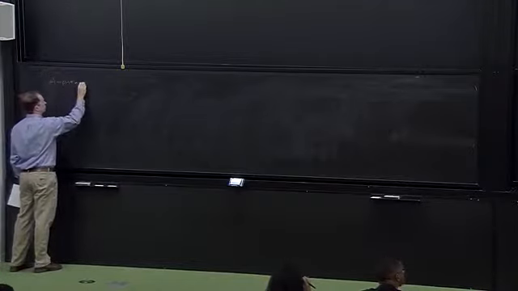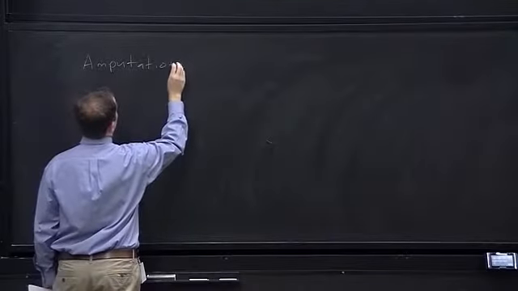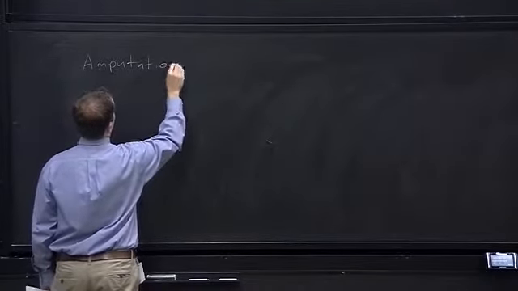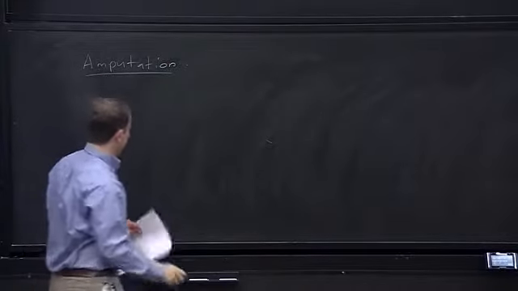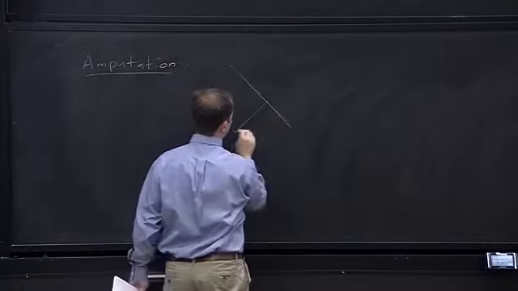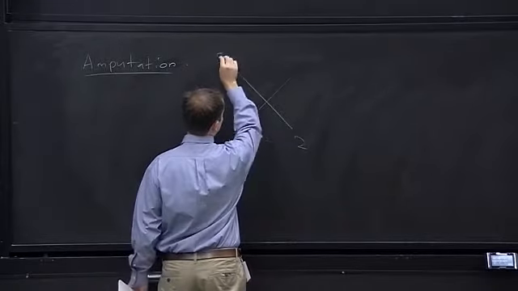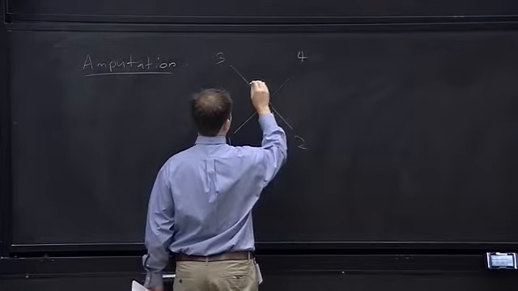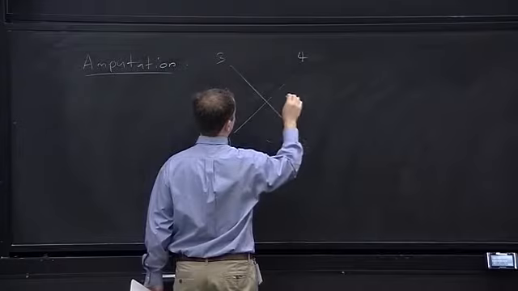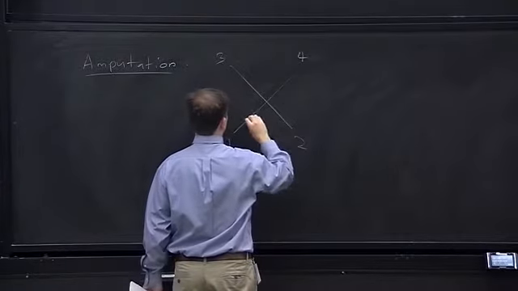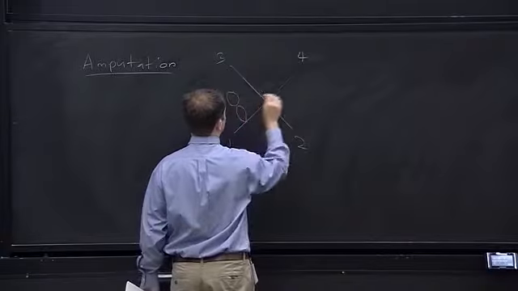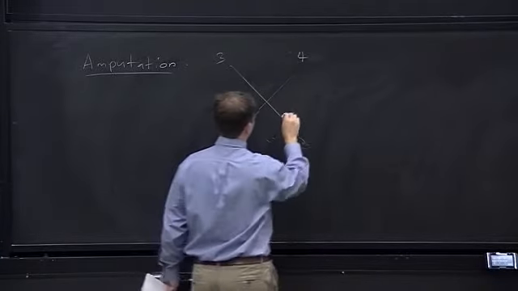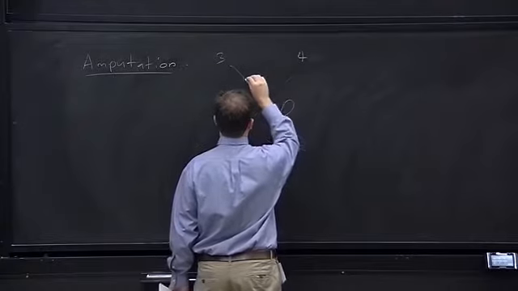Okay, so amputation. This means that if we have some diagram with some external points, it could be any diagram. There could be interesting things going on on the legs. We could have things like this.